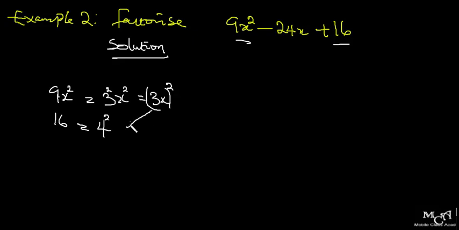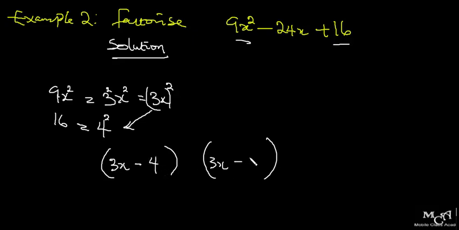Let's break this into two different brackets. 3x, 3x. But look at the sign. It is negative. So before we put our 4, let's know that we are having negative. So this will be the solution.